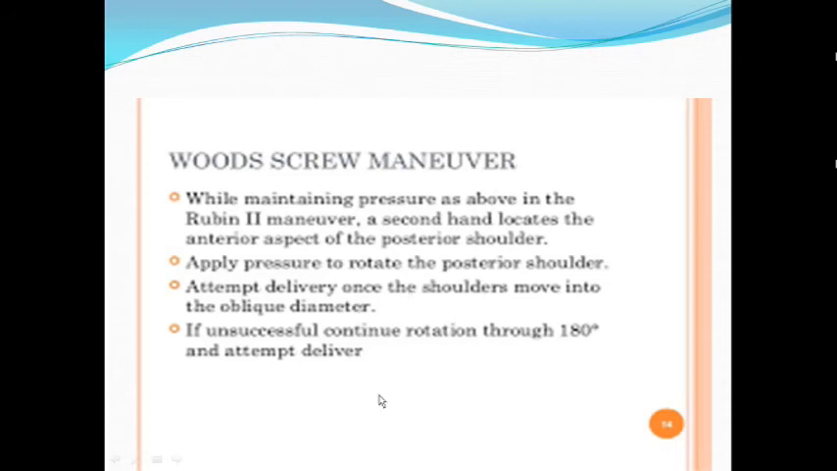So in the wood screw maneuver, like a screw, when you screw anything, when you screw a nail, you rotate it by 180 degrees.